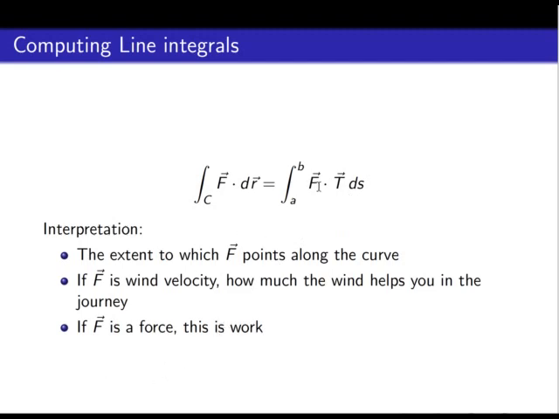If F is a force, it's kind of similar to this, except instead of wind velocity, you have some other force. And this is going to describe the work that it's going to help the particle, or whatever object, move along this path. And so these are interpretations of this f dot dr.